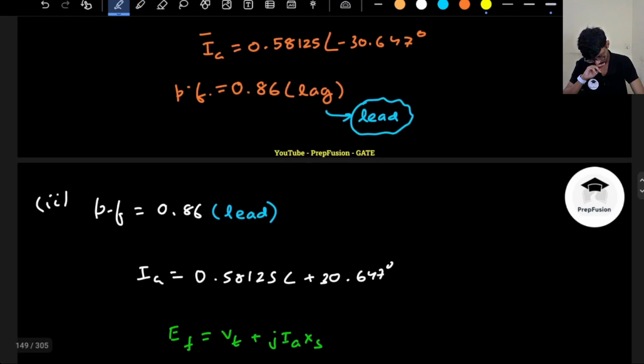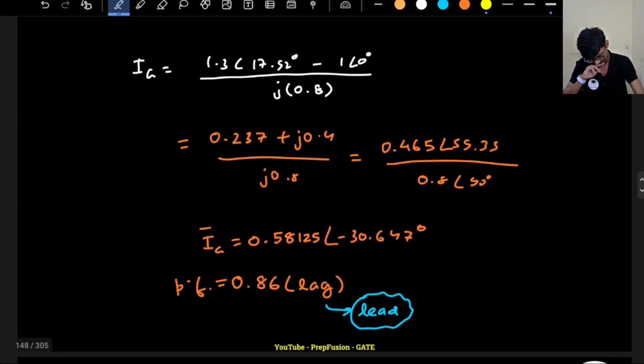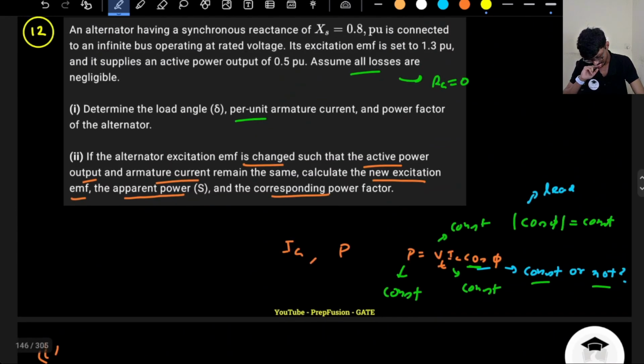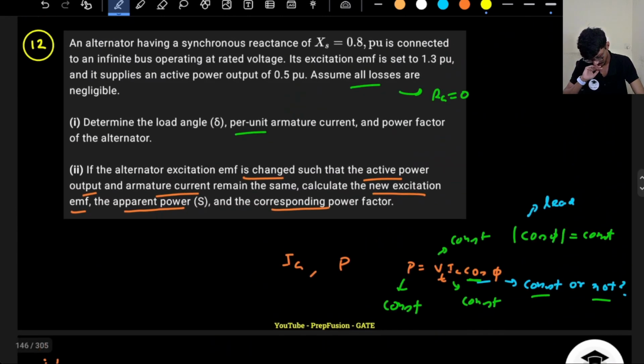Hold on a second. This armature current is somewhat dropping because previously I calculated the armature current. No, it is correct only. Armature current is same only. So armature current remains the same, active power and the armature current remains the same. Yeah. So everything is set.